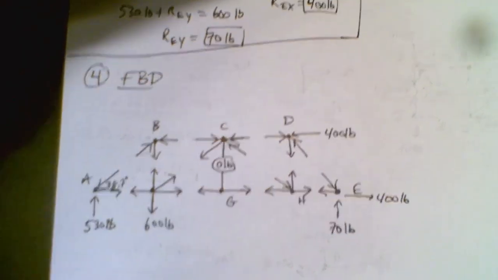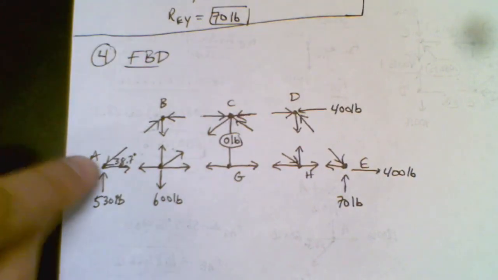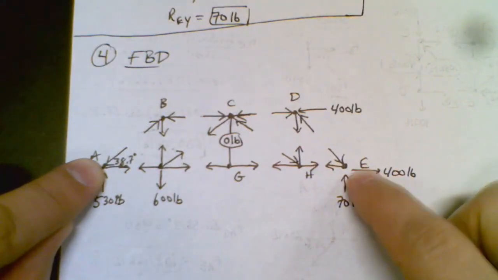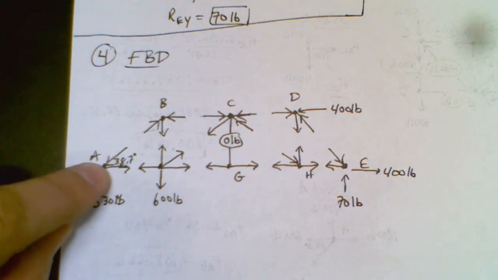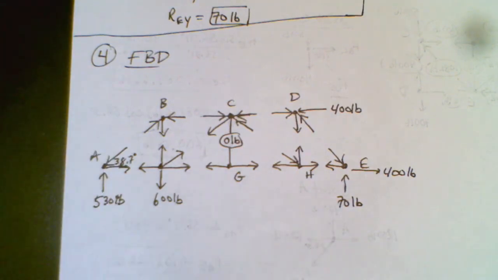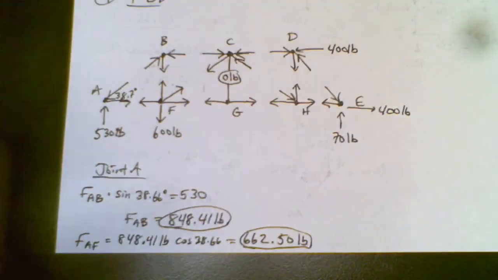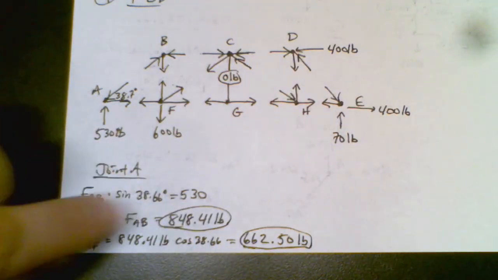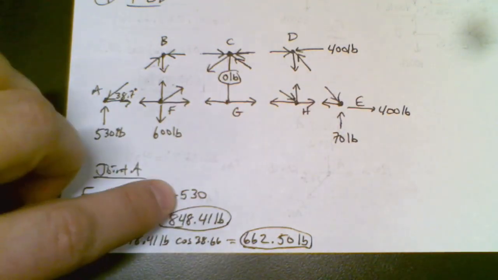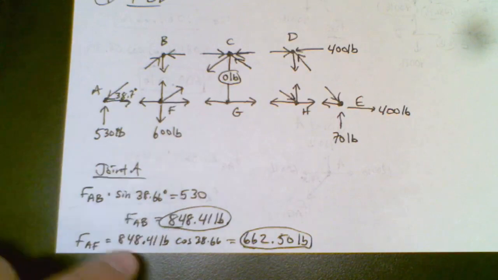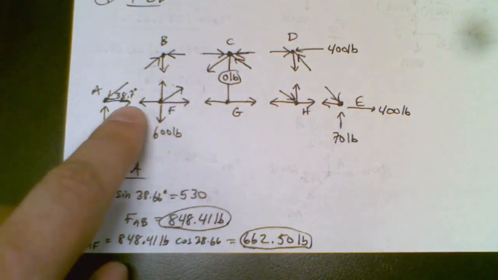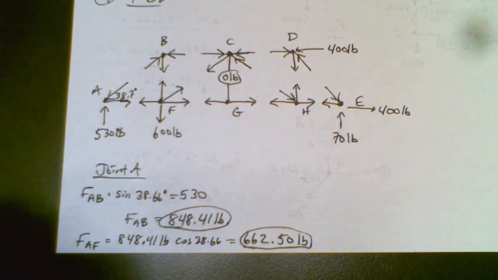Okay, so now when I'm deciding what to go after, I can go after joint A and joint E. We've done that a few times. Joint A is probably the easiest one, so I'll pause and do that. Alright, so I went after joint A, and I made FAB times sine as the vertical part, found an answer, took it times cosine to find FAF, so now I know those two numbers there.